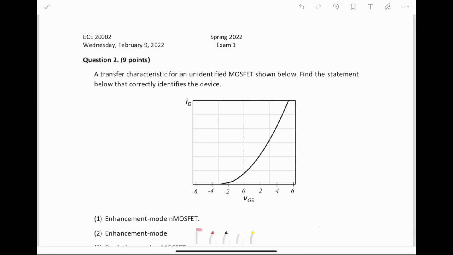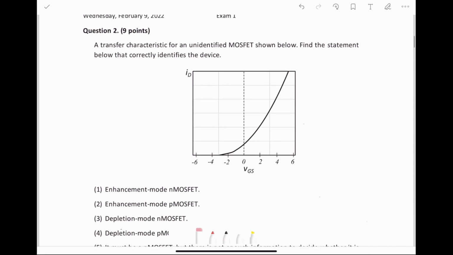Question 2. A transfer characteristic for an unidentified MOSFET is shown below. Find the statement below that correctly identifies the device. So this question is really similar to how I explained question 1. We see the same VGS ID curve shape, and all we need to do is look at two critical pieces of information. First off, is V threshold greater than or less than 0?